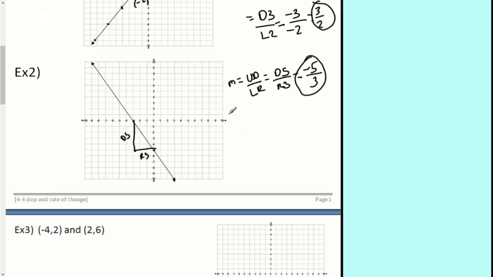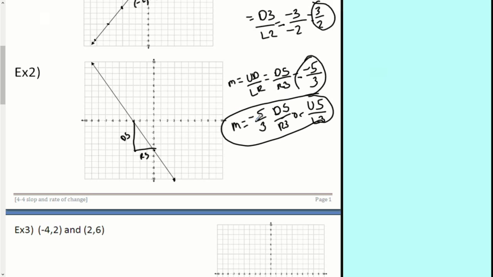Okay? On your homework tonight, I didn't mention this yet, but the slope is negative 5/3, which is down 5, right 3, or up 5, left 3. The opposite of going down is up. The opposite of going right is left. Both of these work. When you do your homework tonight, you need to write it all 3 ways. As a number, as directions going down, and as directions going up.